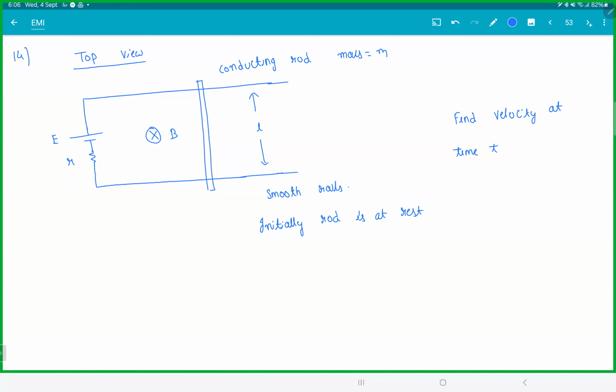Again. What happens here? As the rod starts moving, this will start generating an EMF of its own, isn't it? This EMF and the battery are fighting, and that EMF is not constant, that is changing with velocity. You have to integrate. Try, I'll give you a minute.